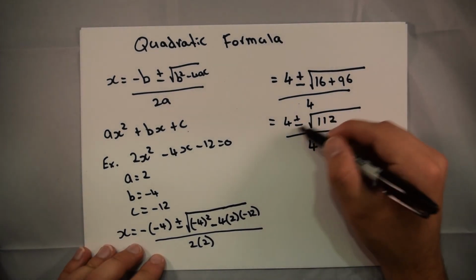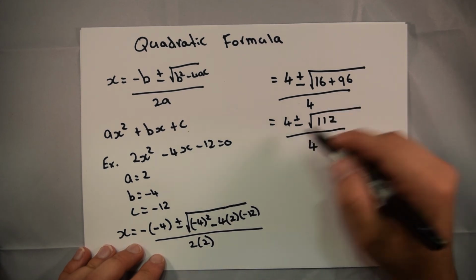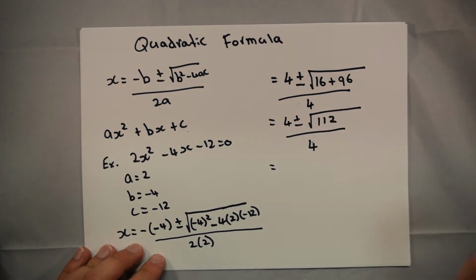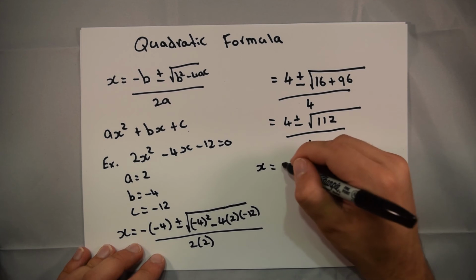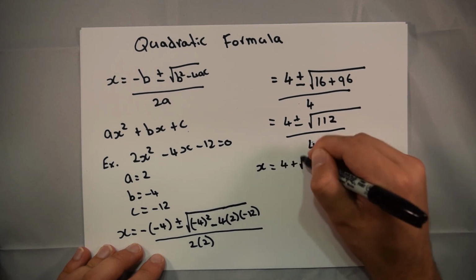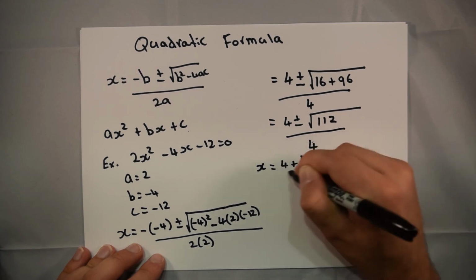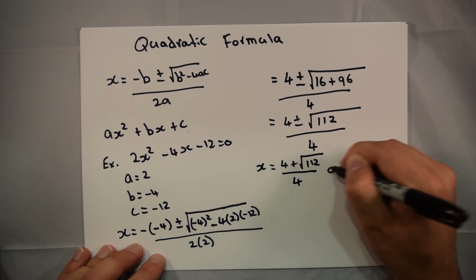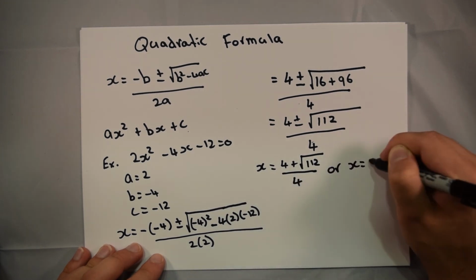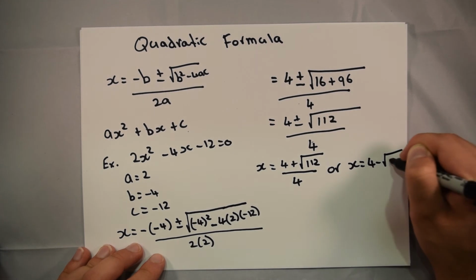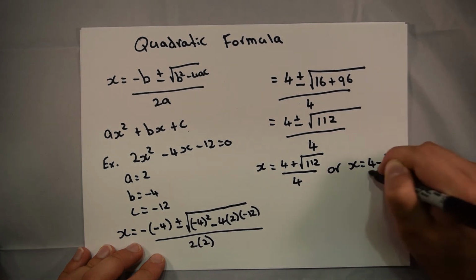Now this plus or minus is telling us that we have two different answers. We either have x is equal to 4 plus the square root of 112 divided by 4, or x is equal to 4 minus the square root of 112 all over 4.